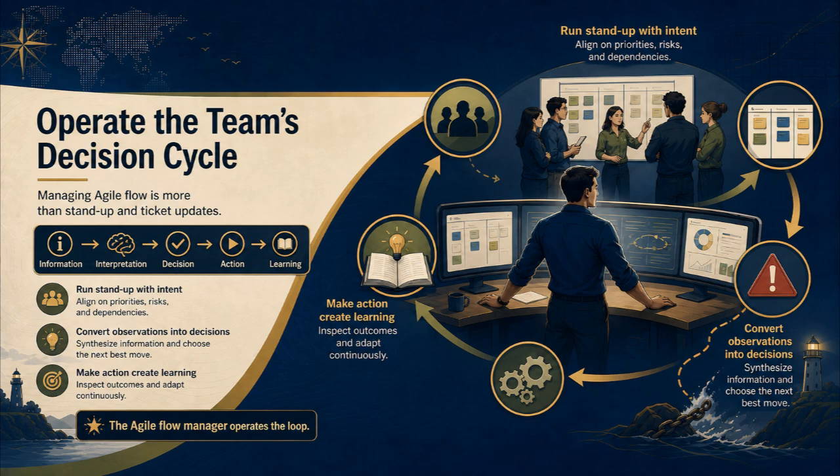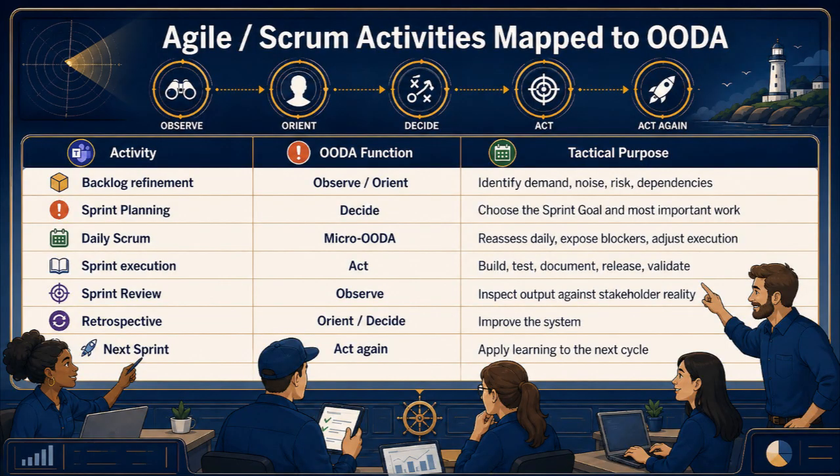This makes Scrum naturally compatible with OODA because both systems assume the environment changes during execution and teams must adapt without losing direction. The tactical interpretation is this: every sprint is an OODA loop. The team observes the work environment, orients around what matters, decides what to commit to, acts through delivery, and then inspects the result. The next sprint then begins with better information.